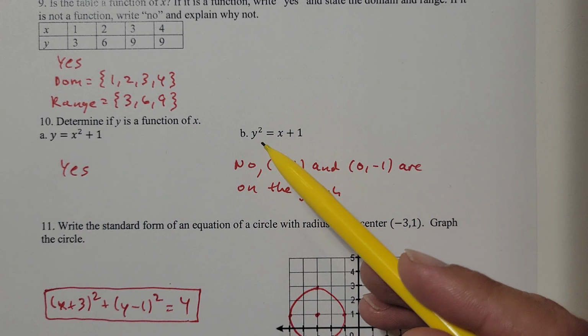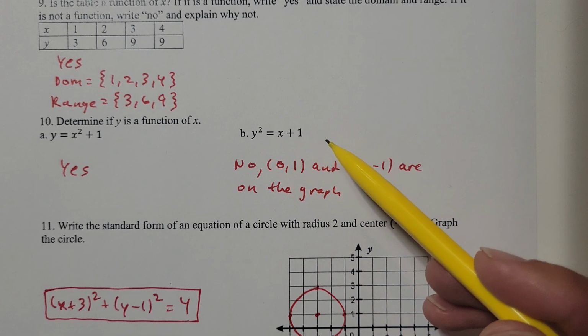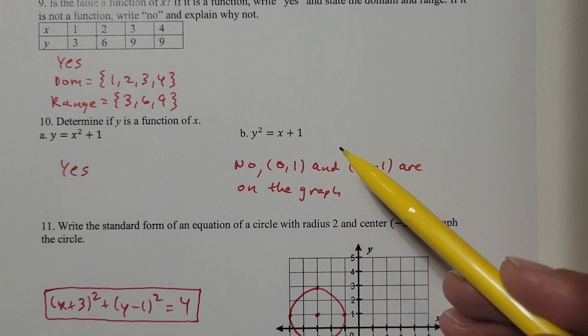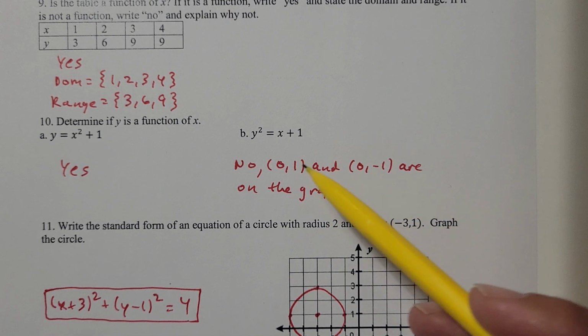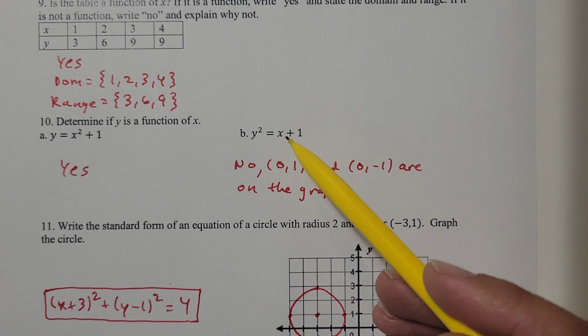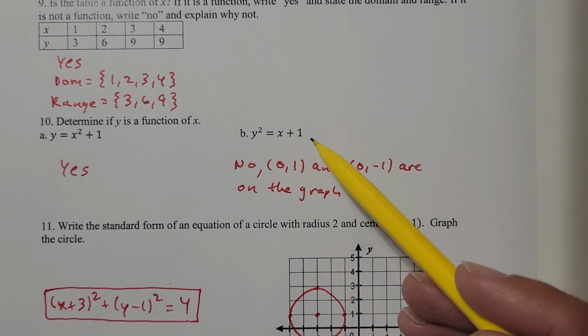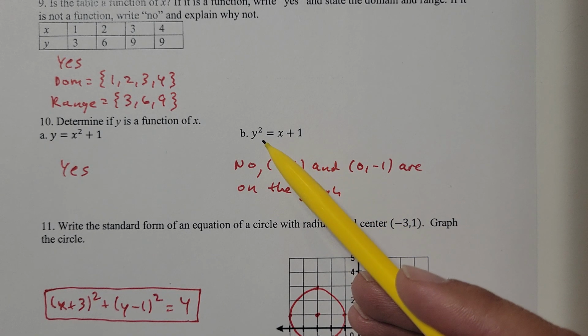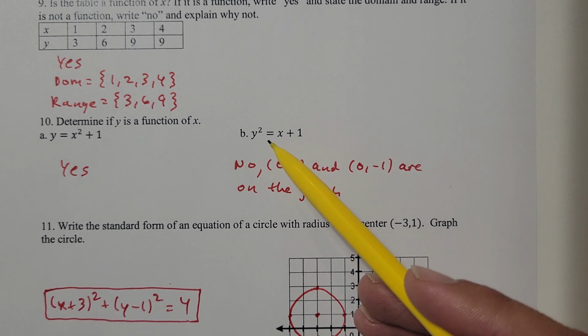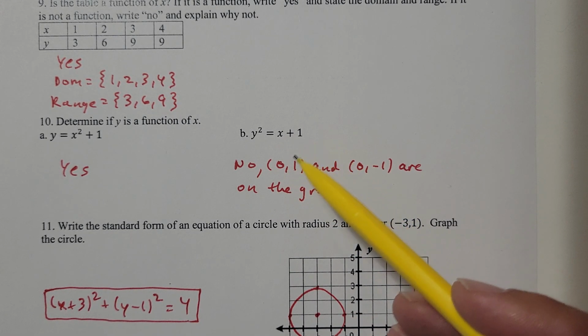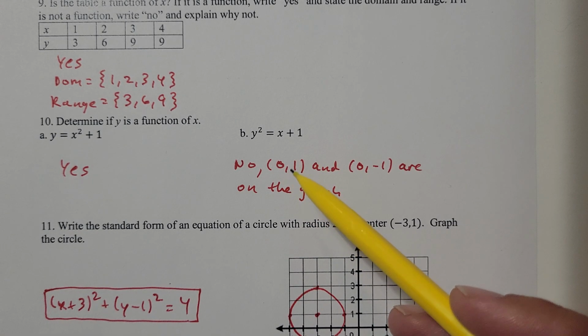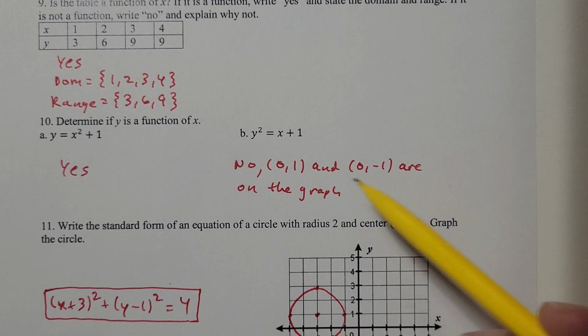Now over here, I got y squared equals x plus 1. So I just said that for each x value, there's only one y value. There's not two y values. This is not going to be a function because if x is 0, y squared is equal to 1. So y could be 1 or y could be negative 1, right? Negative 1 squared is 1. So the points 0, 1 and 0, negative 1 are on the graph.